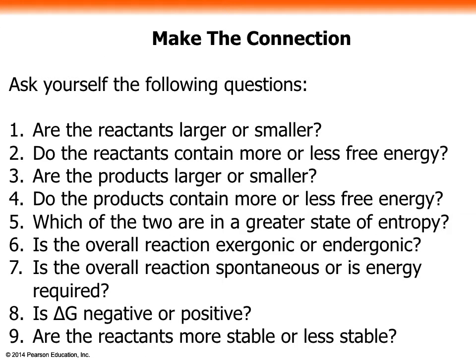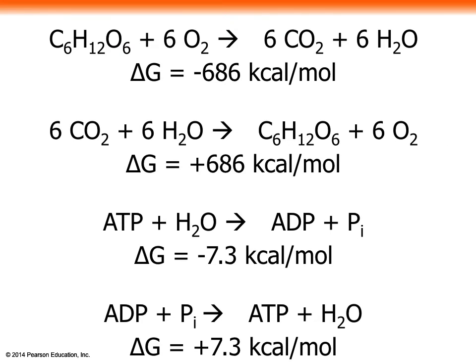So question number 8, is this a negative delta G or a positive delta G? Well, we're starting with a larger reactant, and we're breaking it down. Therefore, this better be a negative delta G, less free energy, spontaneous, just like jumping off the diving board. Starting with a less stable reactant and ending with a more stable product.